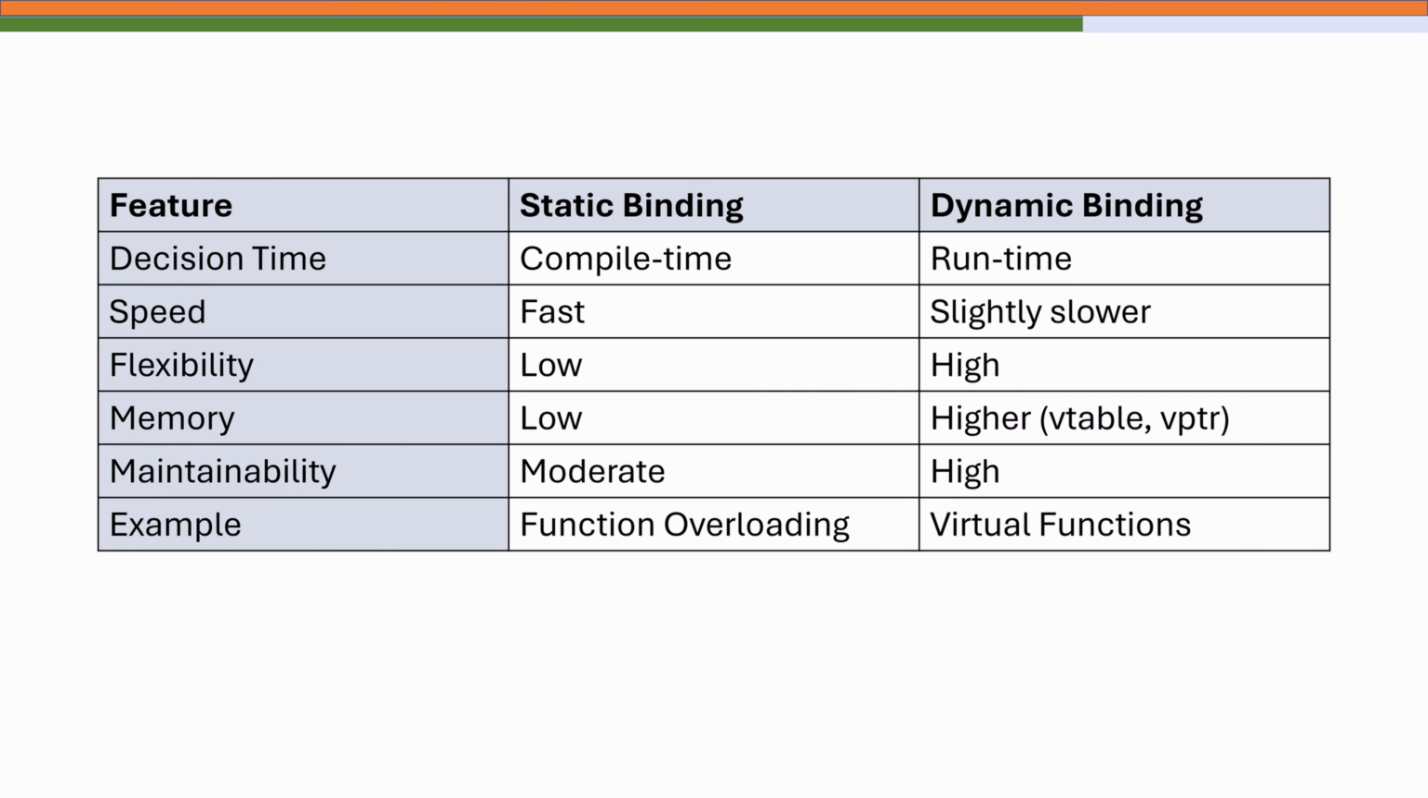If performance and predictability are critical, then you use static binding. If adaptability and maintainability are more important, then you should go with dynamic binding using virtual functions. Most real world applications combine both: static binding for internal operations and dynamic binding for interface driven behaviors. Now let's imagine you are building a drawing application.